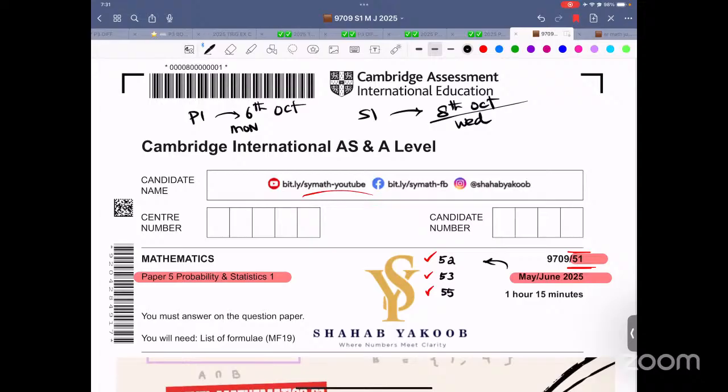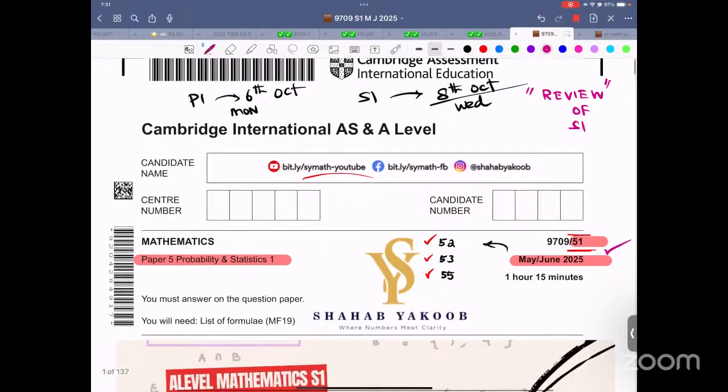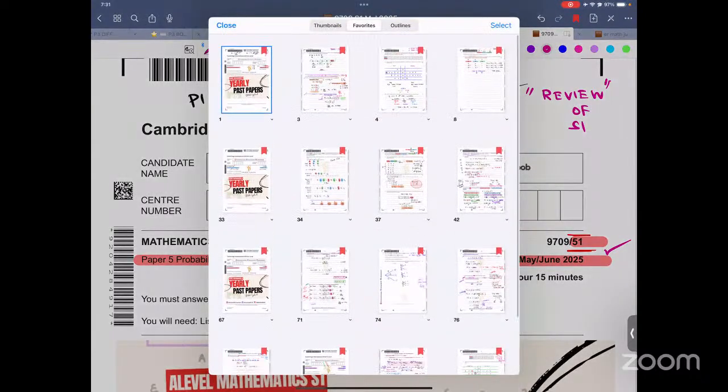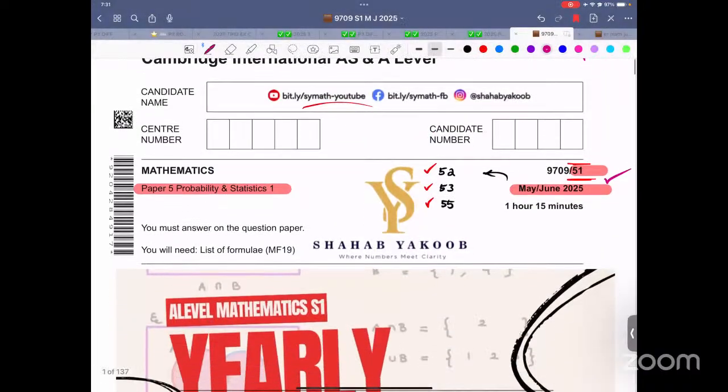Now, people ask this question, what is this session all about? The session is all about a review of S1 papers, and I'm focusing on 2025, the most recent year. So let's focus our energy here instead of writing comments in the YouTube section. We'll be selecting a few questions, which are selected over here as you can see. So let's get started.